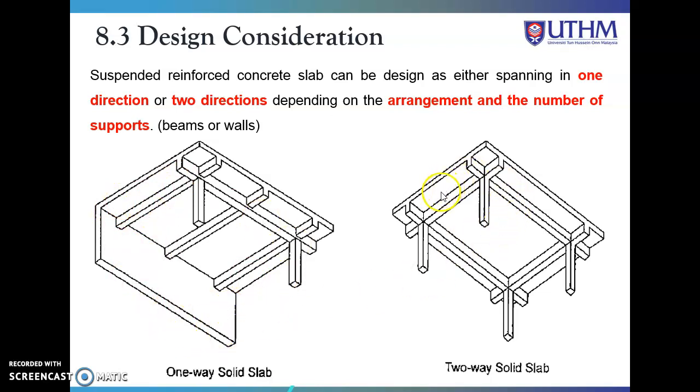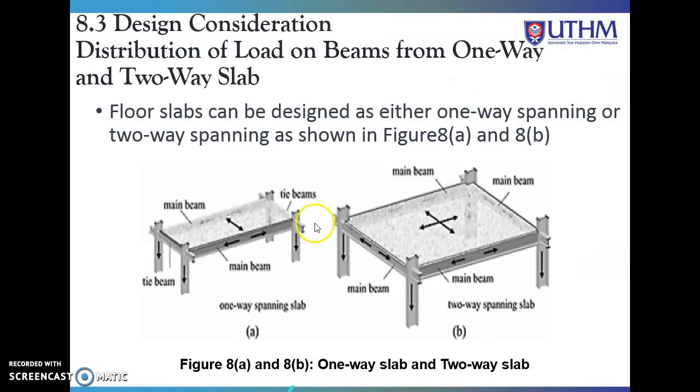For two-way slab, tengok sini, dia penuh. Maksudnya dia four-sided. Okay, so this is the two-way solid slab. This is the one-way solid slab. Okay. This one, another example. Okay, so this is one-way spanning slab. This is two-way spanning slab.